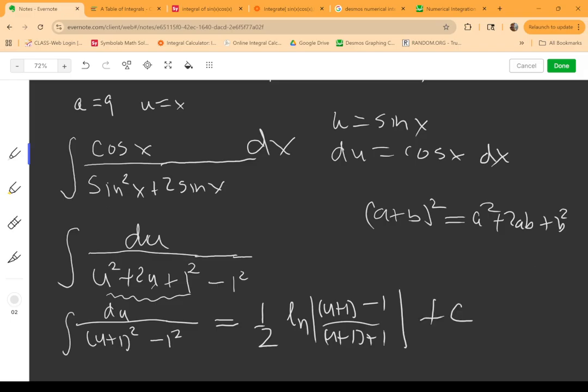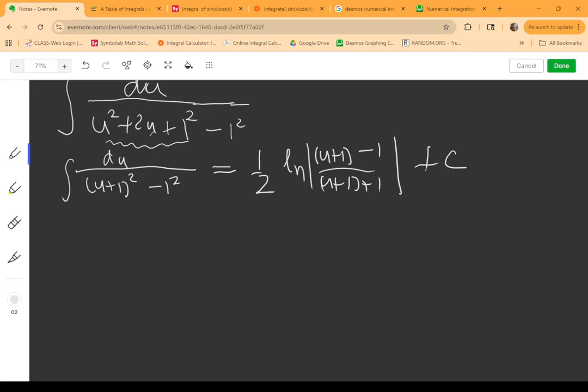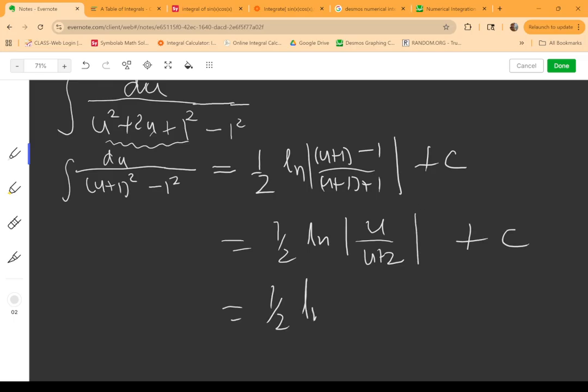Now I'm going to simplify here. This is not quite what I want. 1/2 ln of u plus 1 minus 1, that's u, over u plus 2, plus c. And then lastly, my integral was done in x, not u, so my substitution was sine. So 1/2 ln of sine x over sine x plus 2, and of course plus c.